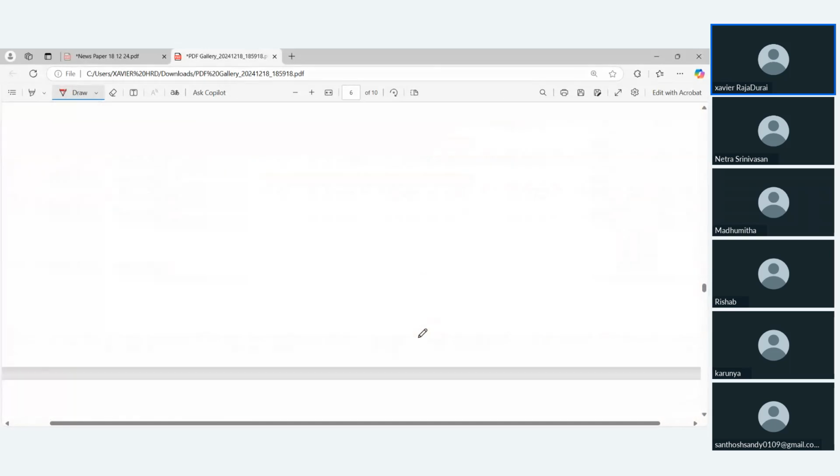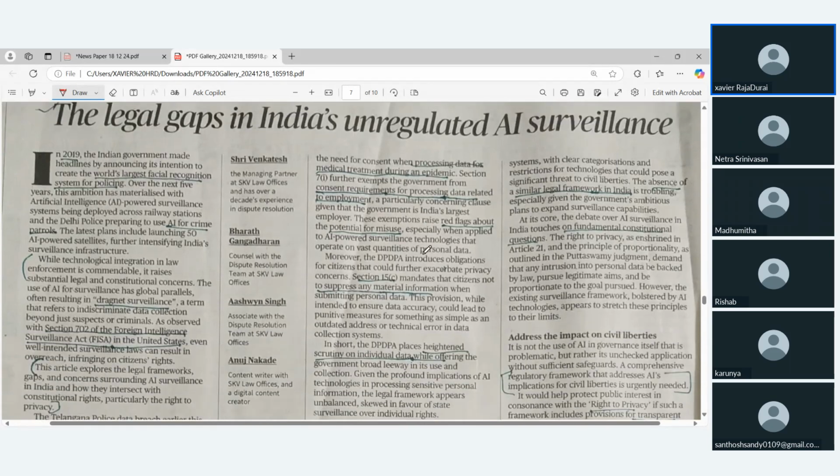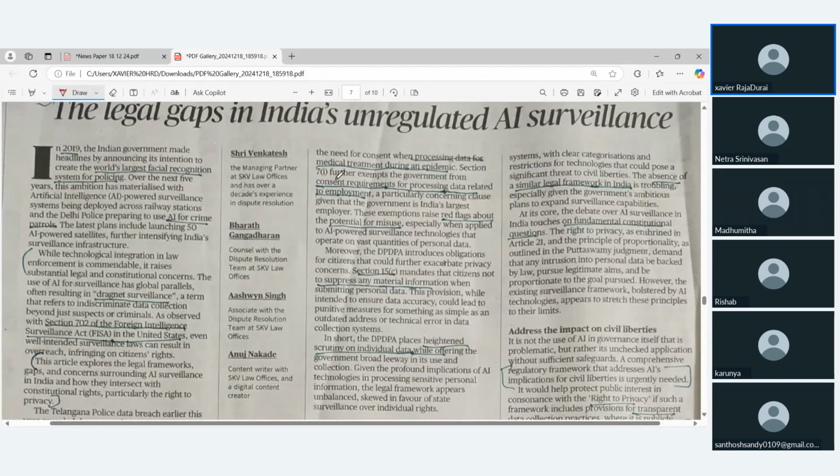So read it once. Then the legal gaps in India, unregulated AI surveillance. This is one technical article. It talks about, because of one recent background in Telangana, a 20-year-old accused, he hacked the police department portals to illegally obtain the data and use that data for money making. Okay, so this is what is happening across India by technically skilled youths.